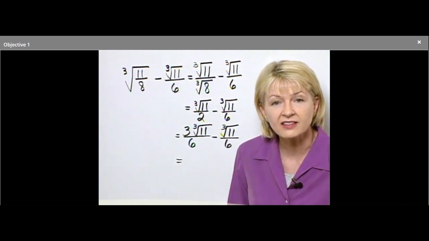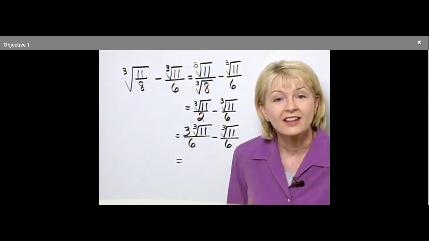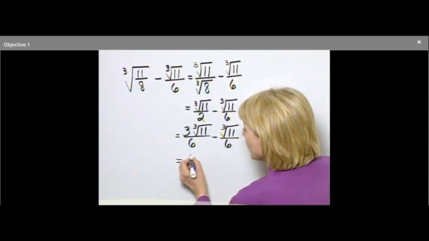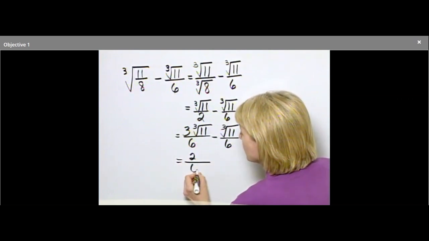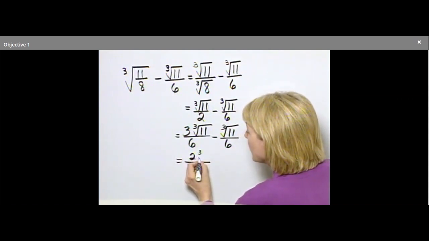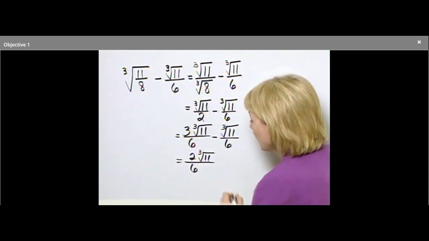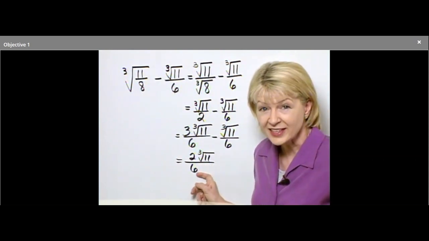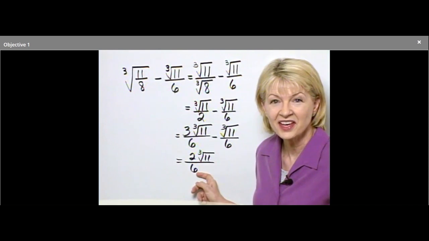What is 3/6 minus 1/6? That is 2/6. So I have 2/6, but I do still have that cube root of 11. Is there any simplifying that can be done here then?